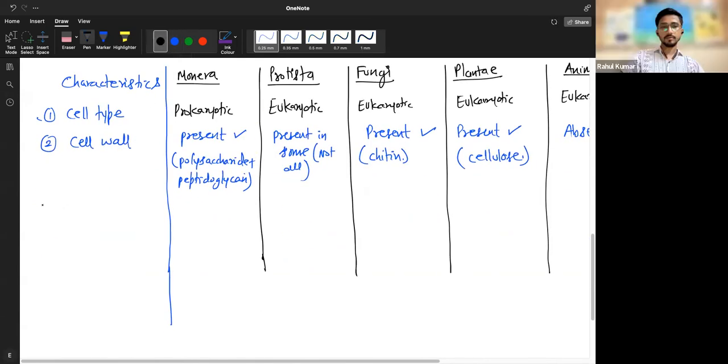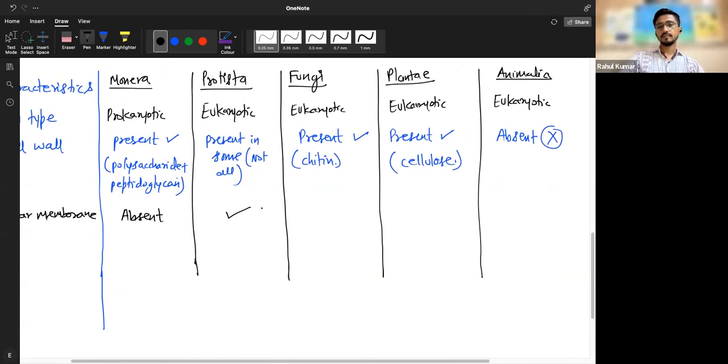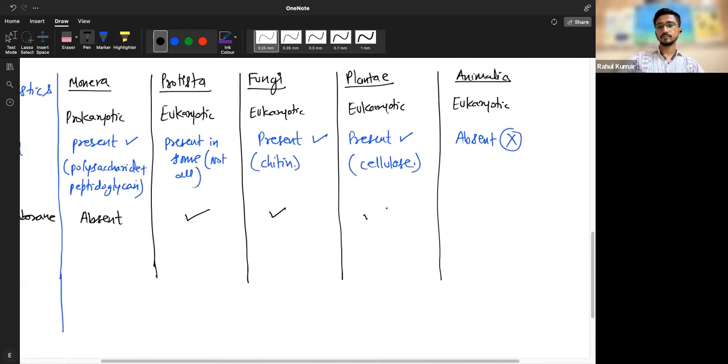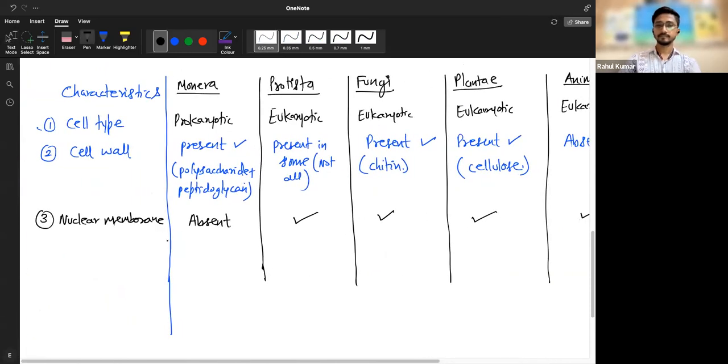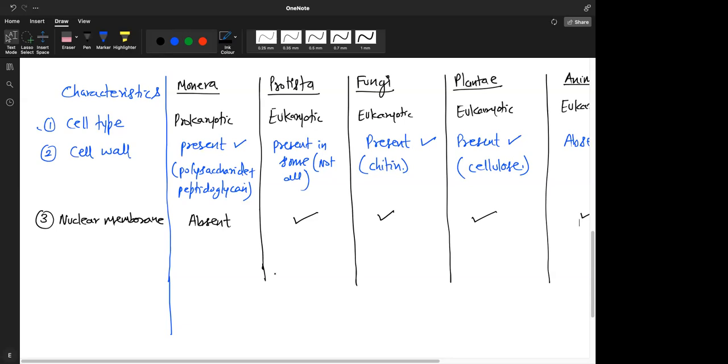Then he came to the third characteristic, which is the nuclear membrane. What about the nucleus? If Monera is prokaryotic, the nuclear membrane will be absent, and it will be present in the rest 4. Clear?